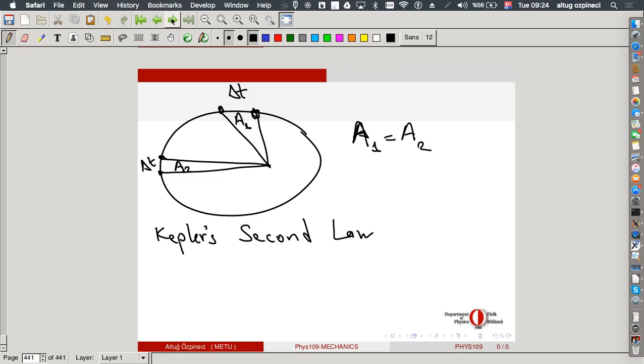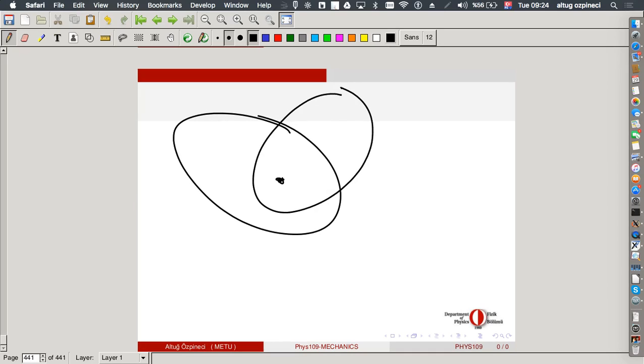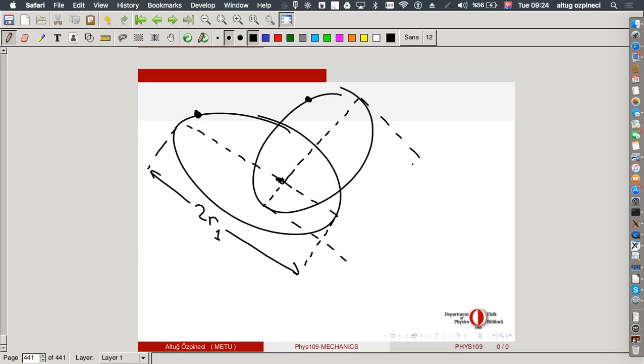And now let's come to the third law. Let's say you have two different planets. This is the sun, this might be one planet. This will be the other planet. Planet 1, planet 2. And let's just assume that, okay, let's call this distance 2r1, and this distance 2r2.